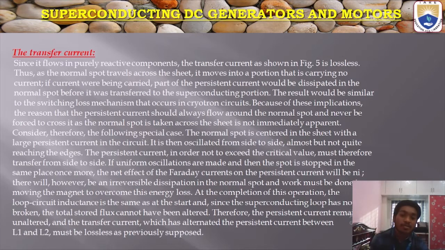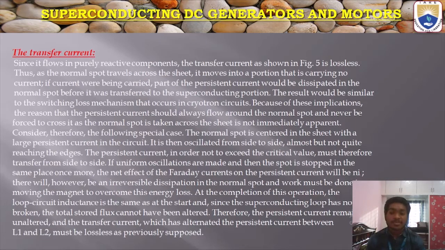Consider therefore the following special case. The normal spot is centered in the sheet with a large persistent current in the circuit. It is then oscillated from side to side, almost but not quite reaching the edges. The persistent current, in order not to exceed the critical value, must therefore transfer from side to side. Uniform oscillations are made.